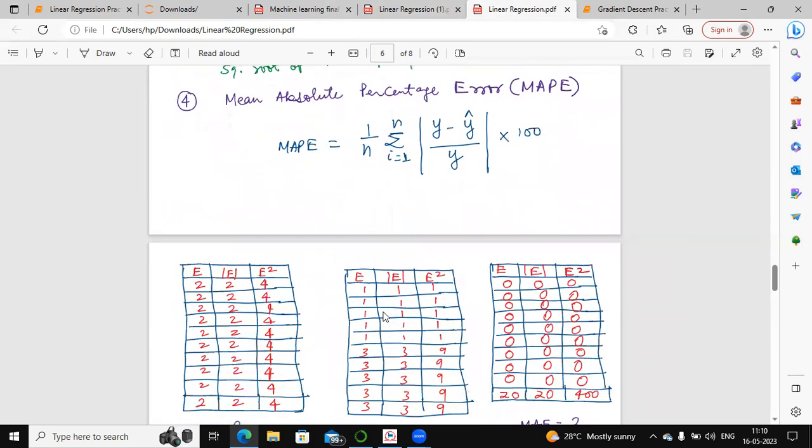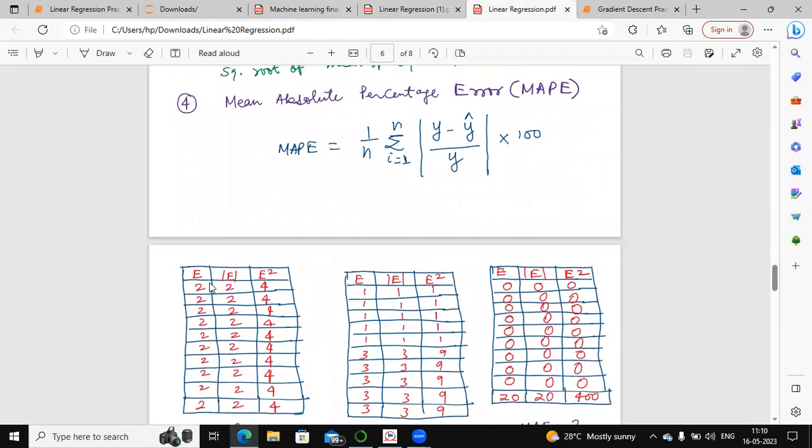So let's say you have an example where error comes out to be 2. Okay. Absolute error will be 4. So these are the total data samples. We have 10 data samples. The sample size is 10. 3, 6, 9, 10. Okay.